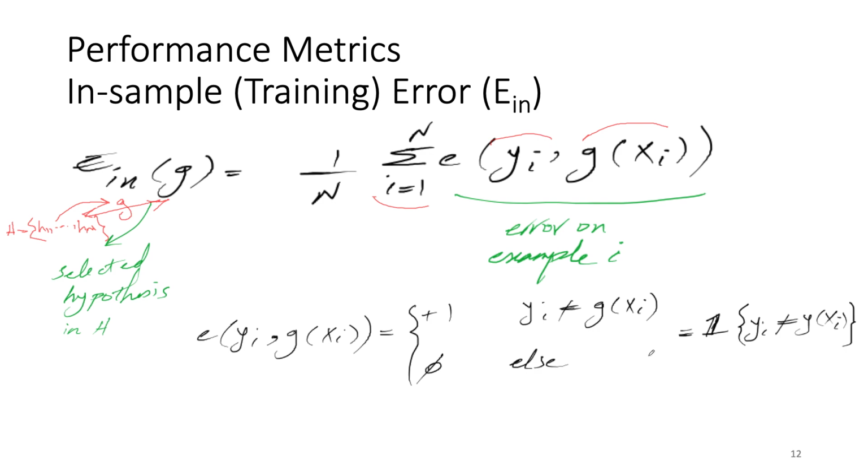And in a more condensed manner, we can define an indicator function that does the same for you. This is exactly +1 if these were not equal, and it's going to be 0 otherwise. So it turns into an indicator form. That's why they call it an indicator function.